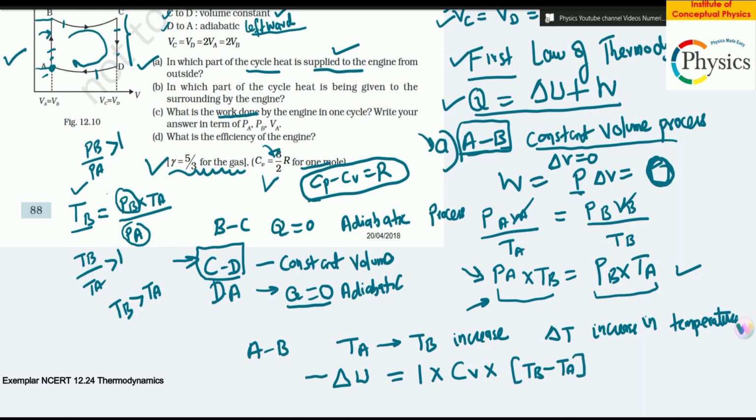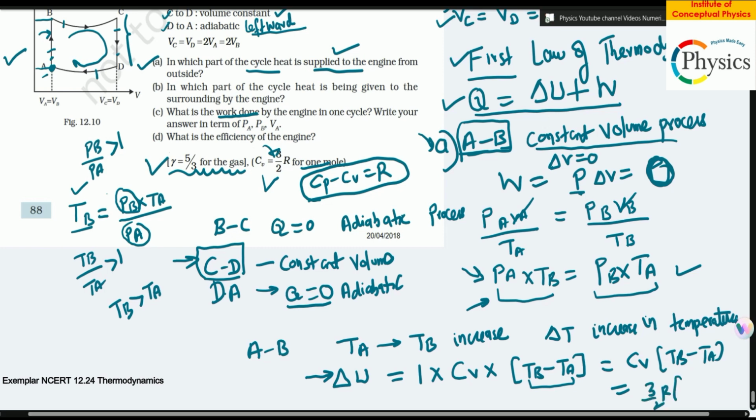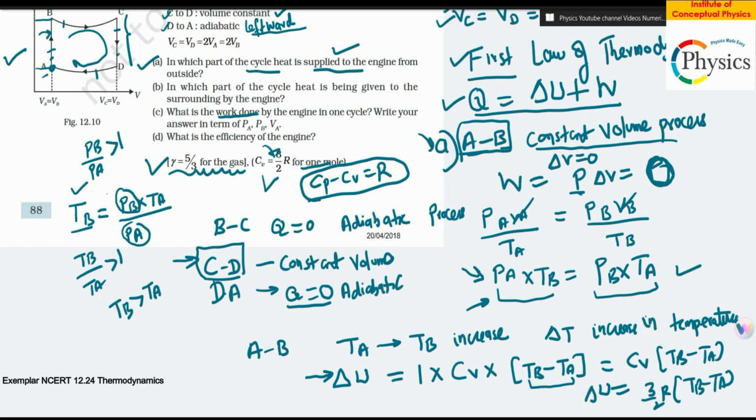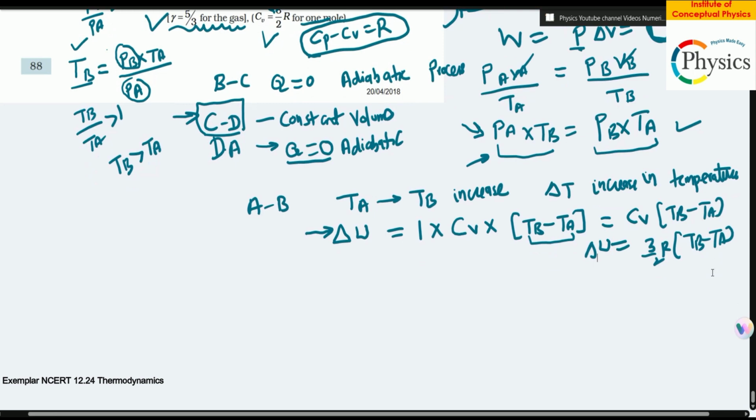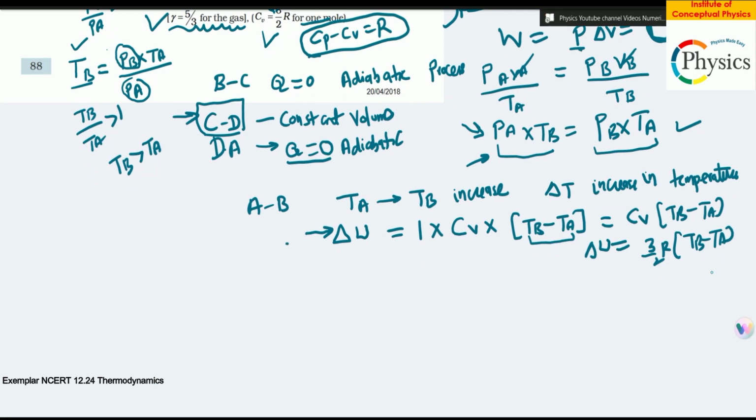So we know the change in internal energy happens because of change in temperature. And so we know what is the CV, TB minus TA. CV is given to be 3 by 2 R. So 3 by 2 R, TB minus TA. This is delta U. Now let's talk about AB in totality. In AB, there is a delta U.